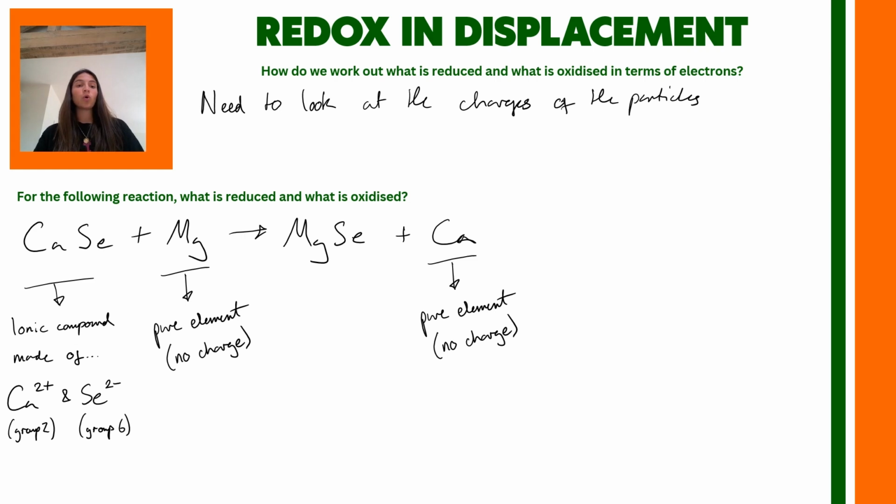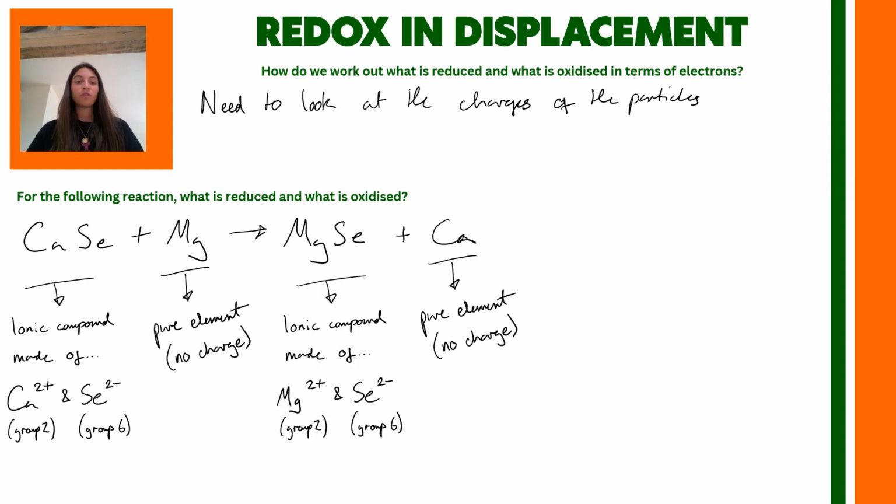So your calcium ions here, they are in group 2, and therefore they have a charge of +2, and they lose those 2 outer electrons. And your selenide is in group 6, and therefore has this -2 charge as it gains those 2 electrons to fill its outer shell. On the right-hand side, we have magnesium selenide.